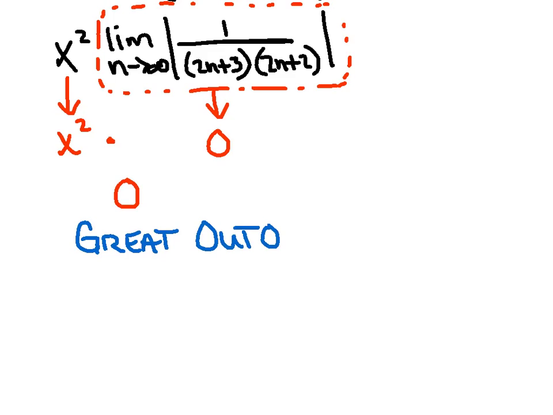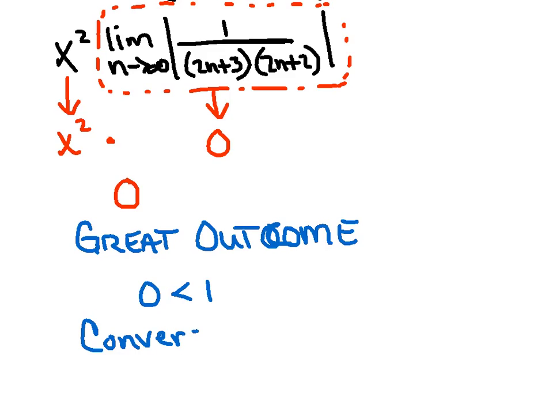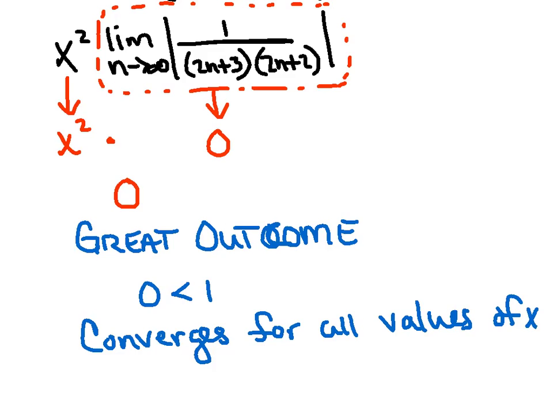We love this outcome because, think about what this means. It means regardless of what you substitute for x, the ratio test is going to yield an answer of 0 every single time. And you know what's beautiful about 0? 0 is less than 1. So that means that this particular series converges for all values of x. We'll put a little exclamation there just to celebrate that fact.